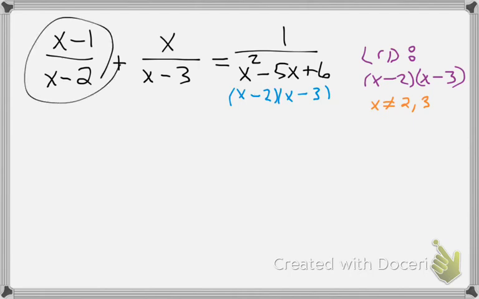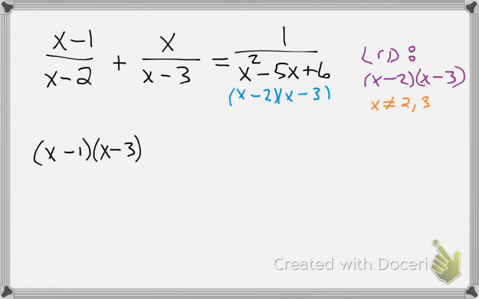So for the first term, x minus 2 cancels. So you get x minus 3 times the x minus 1 that's already there. So x minus 1, x minus 3. Plus, for the second term, x minus 3 cancels. So you have x minus 2 times the x that's already there. So x times x minus 2. Set equal to 1. Both of them cancel on the right, so you just get the 1. Everybody on board? Now what?